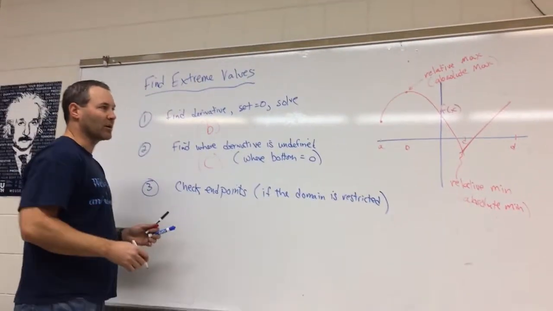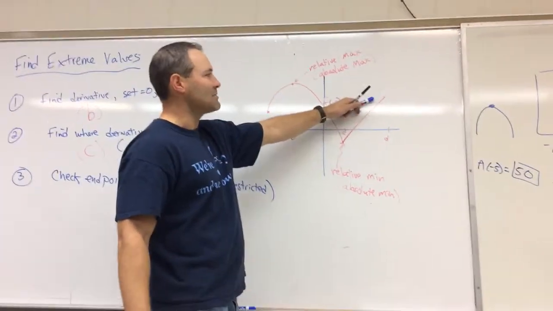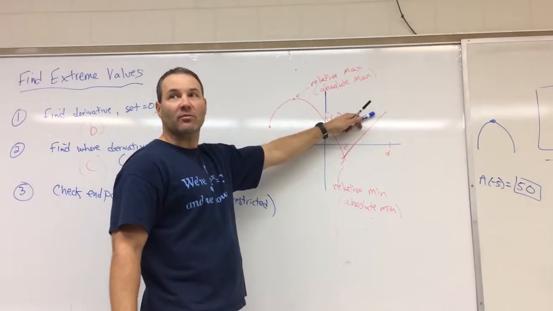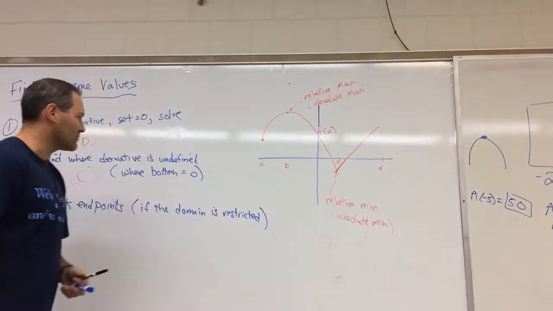And then the other two are endpoints. There's a min and there's a max. That's not an absolute max, right? Because there are higher points somewhere. These are higher than those, so that would just be a relative max. That's a relative min.